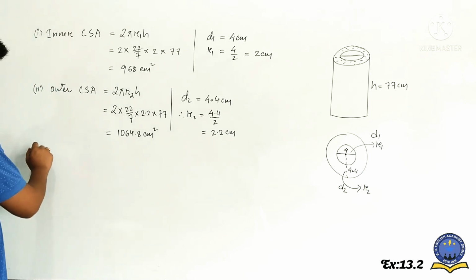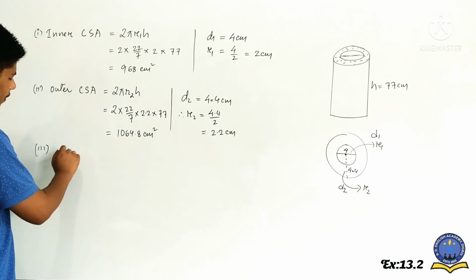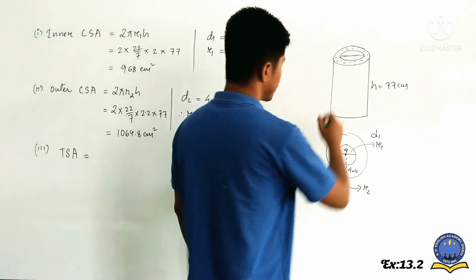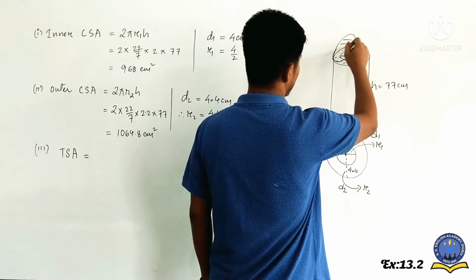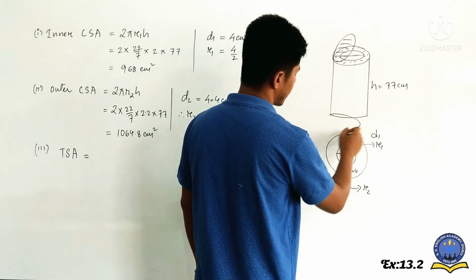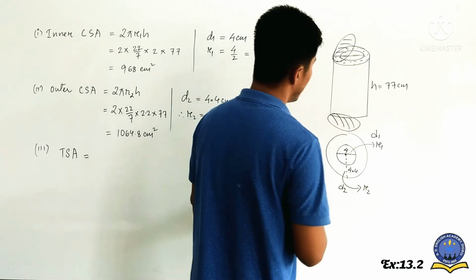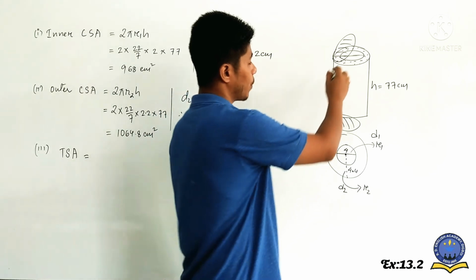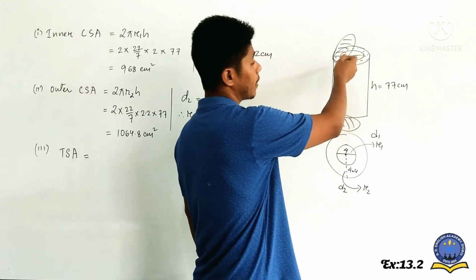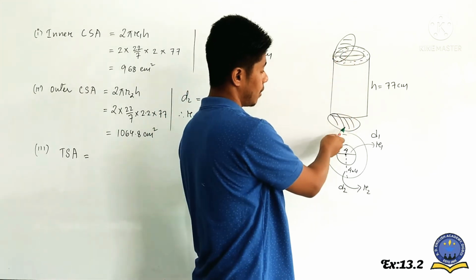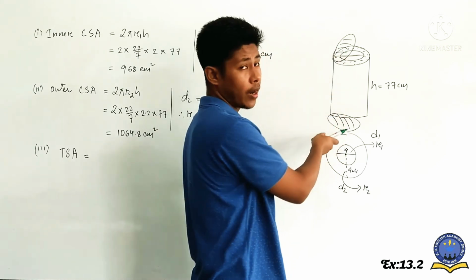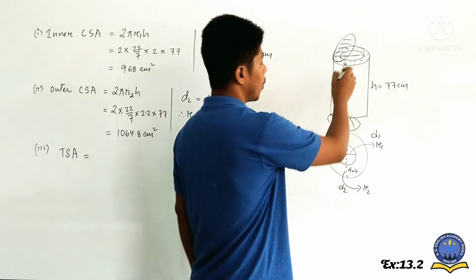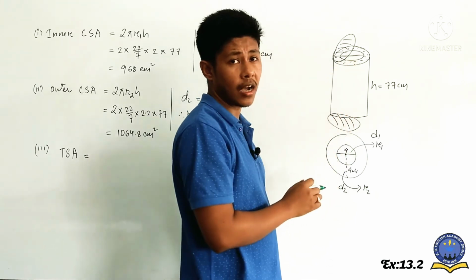And the third one, finally, we have to find out the total surface area. So for the total surface area, one thing you see here, we have to consider this circle. We need the area of this circle, as well as the area of this circle. But one very important point here: when we have to close these two parts, the top and the bottom, because here two curved surface areas are there. One is the inner one, another one is the outer one.